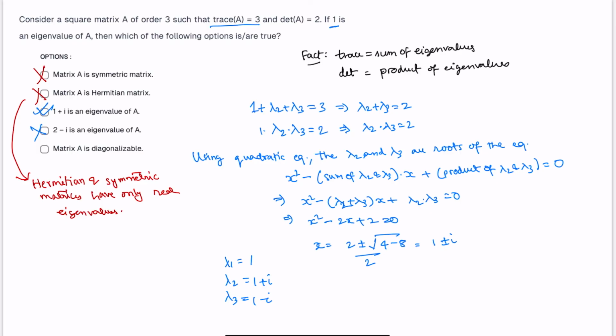Now the last option is correct because if we have three distinct eigenvalues, that means we have three distinct and linearly independent set of eigenvectors. The moment we have a linearly independent set of eigenvectors, and we have three of them, right, which means that we have an eigenbasis. That means it is diagonalizable.